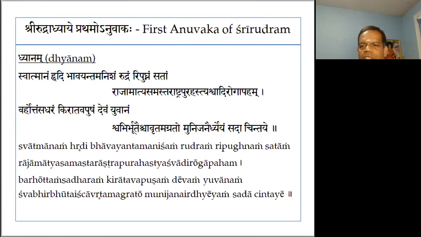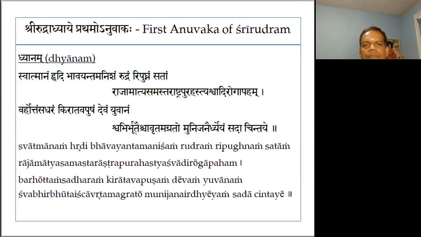So maybe because it's Kanda Shashti Kavacham time, I thought I would pick it from there. So we'll look at the Dhyana Shloka, the meditation which the rishis recommend that we do when we chant this third Anuvaka.